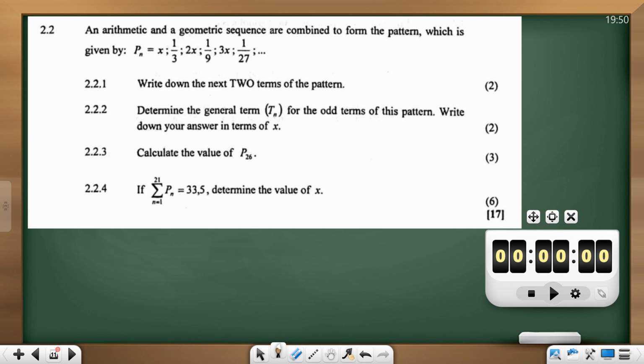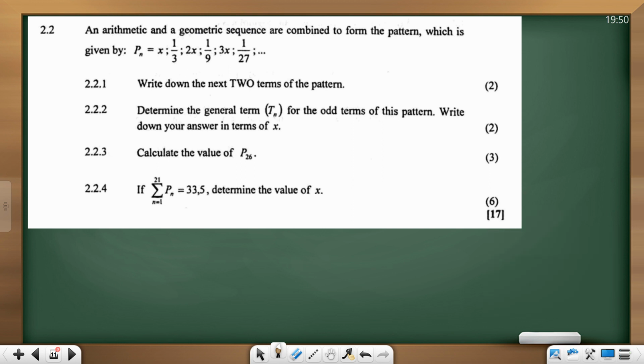All right, guys, let's quickly check. It says an arithmetic and a geometric, guys. Once you see them combining, know that we're working in pairs. Okay. Write down the next two terms. What's your answer? 4x and 1 over 81. Is that fine? Everyone should get that. 2.2.1, it's 4x and 1 over 81.